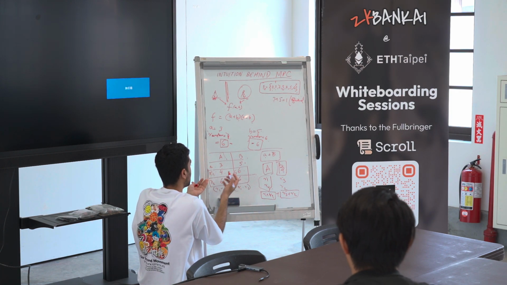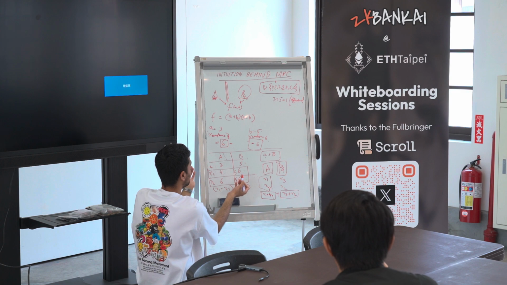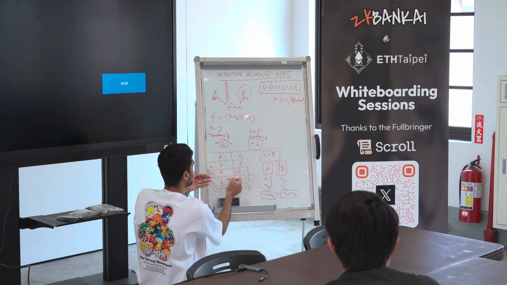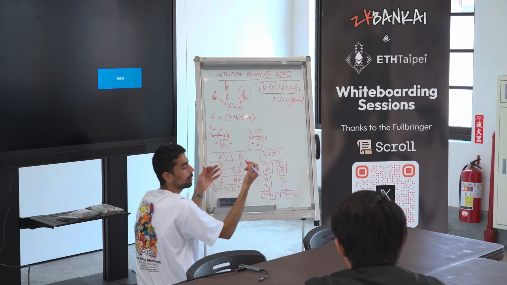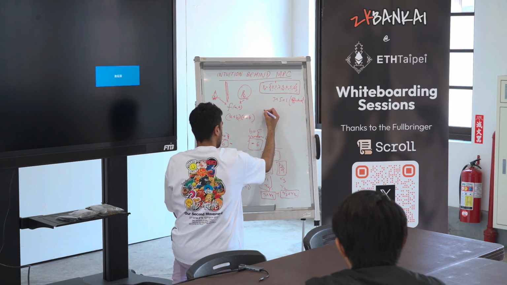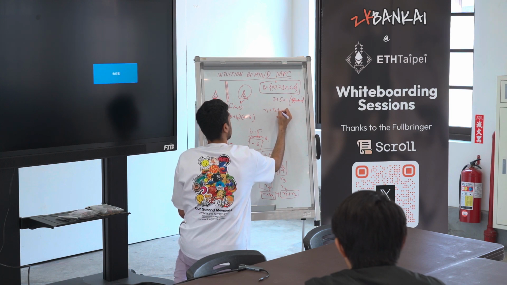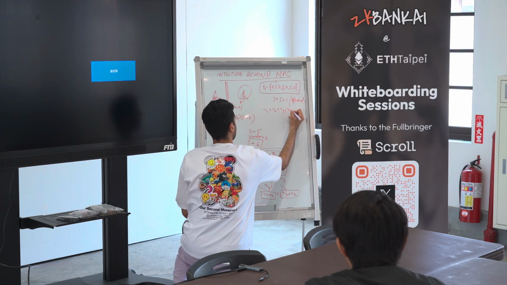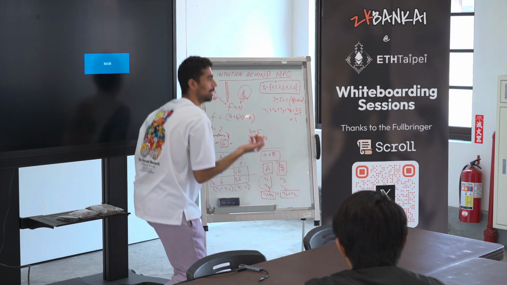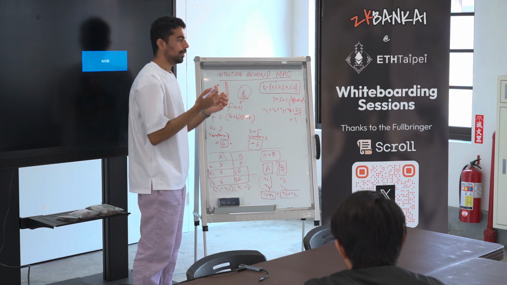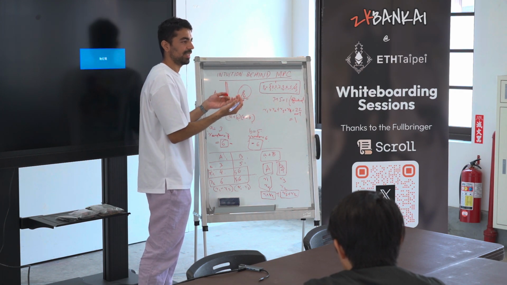So if we do that, 4 plus 6 is 10, and 6 plus 6 is 12. So 10 plus 12 is 22, and 22 mod 7 is 1. It turns out to be the same value. That's how it works. If you have any questions, I'm happy to answer.